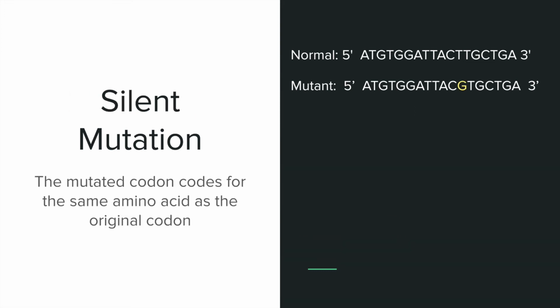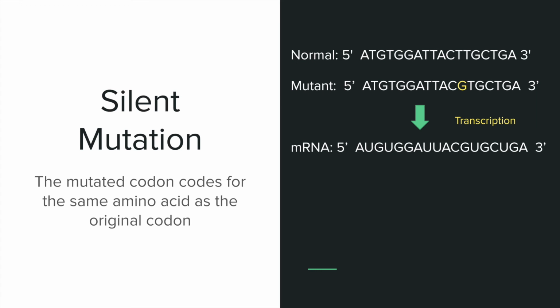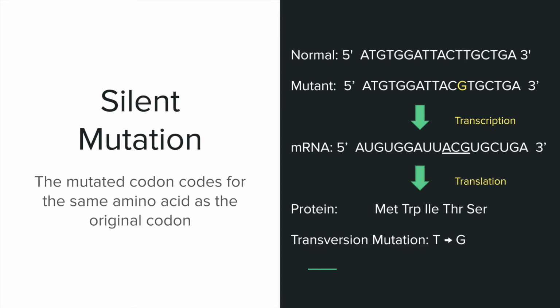A silent mutation is when the mutated codon codes for the same amino acid as the original codon. To the right, we have a normal and mutant strand of DNA. After transcription, we get a strand of mRNA with the mutation. After translation, we get the strand of amino acids. While the silent mutation did change the codon, it did not change the amino acid. In this specific example, the mutation was a transversion mutation.